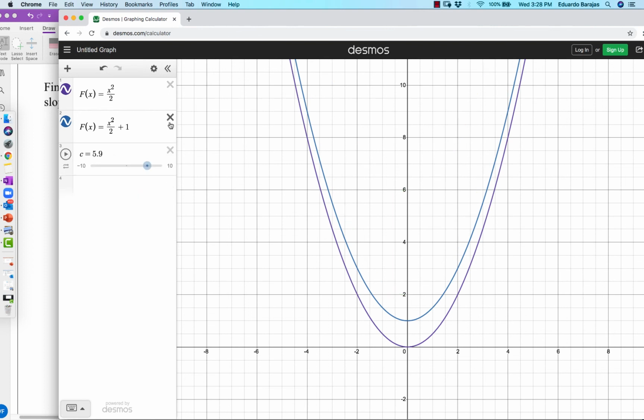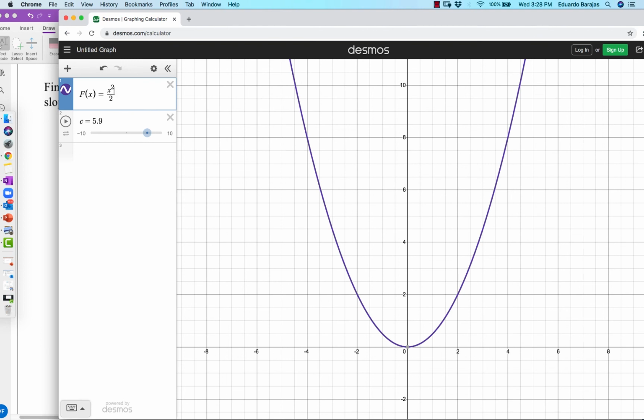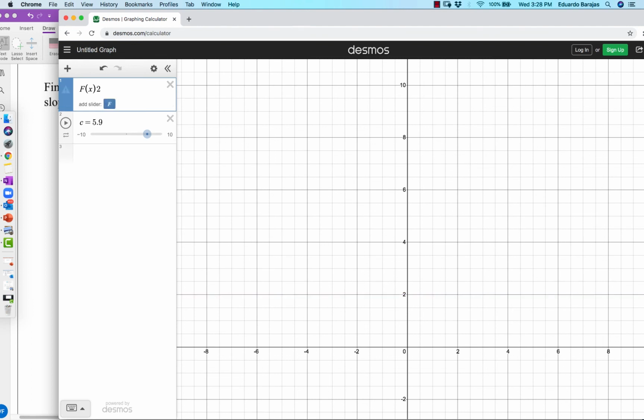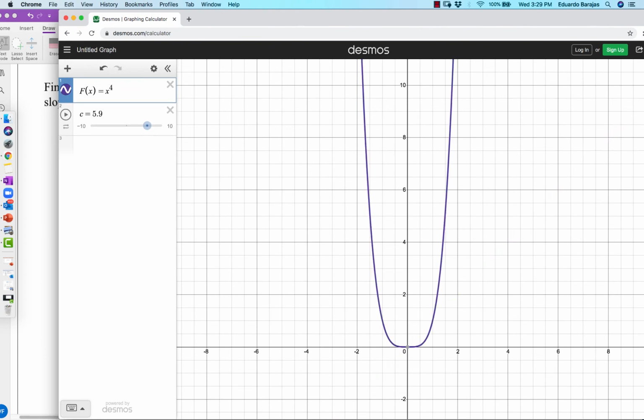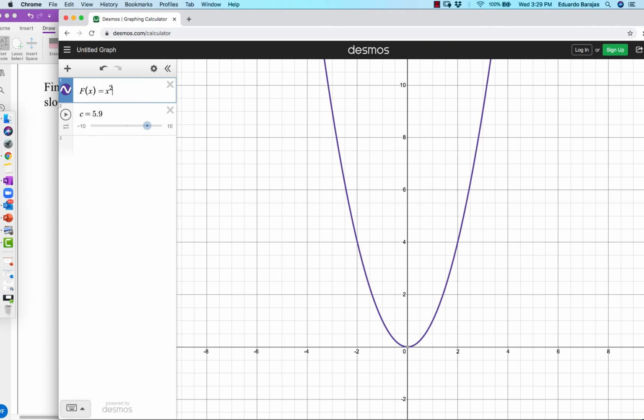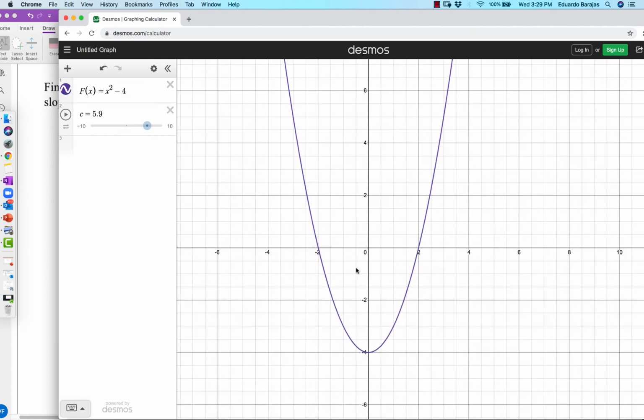Let's get rid of all of these guys. So this is the particular one that we're looking at, and we had that the point (3, 5) is a point on my function.